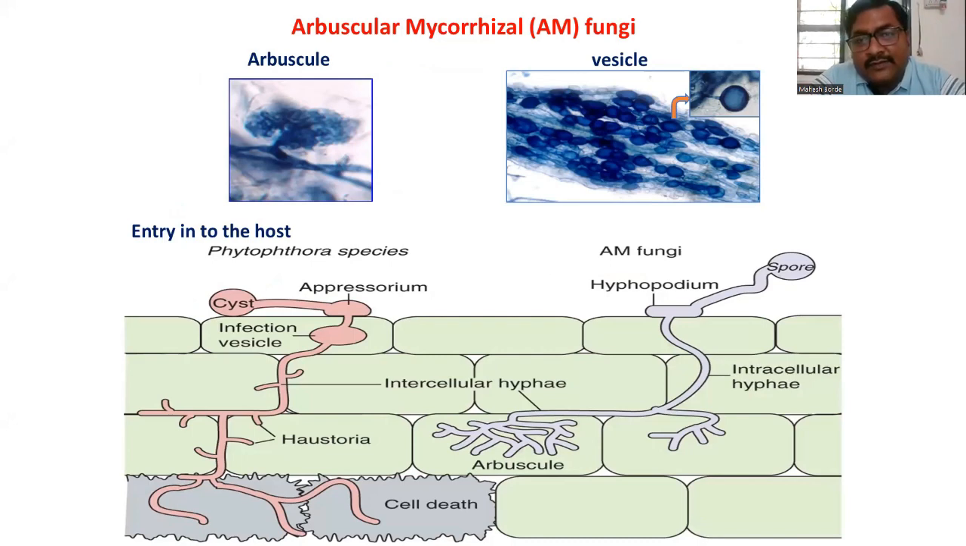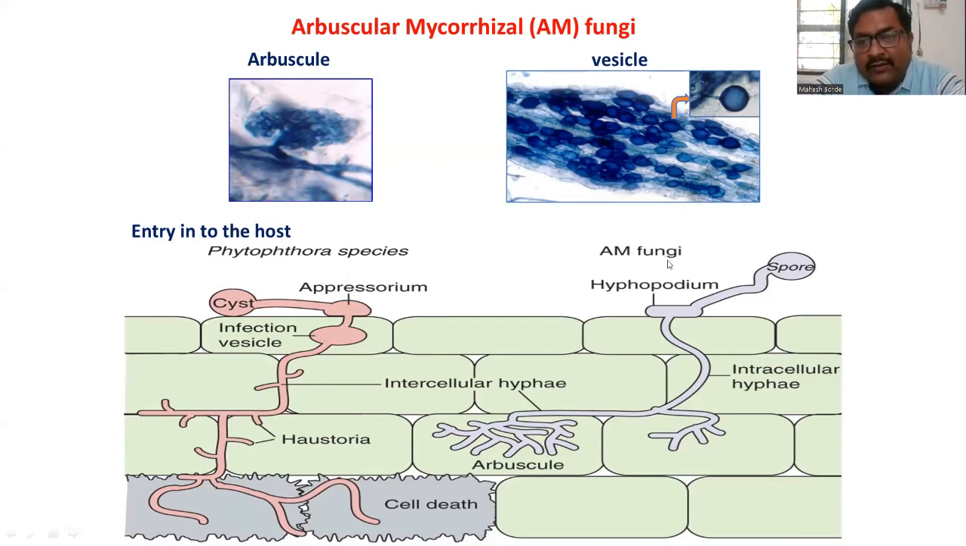These fungi look similar to other fungi, but when they infect the plant, they don't behave like a pathogen. So you can see this is the difference between pathogenic fungi and mycorrhizal fungi. First of all, I have shown a figure here of how Phytophthora, which is a biotrophic pathogen, infects the plant. It first forms the appressorium, then it forms a mycelium, then it produces haustoria, and then it causes cell death of the plant.